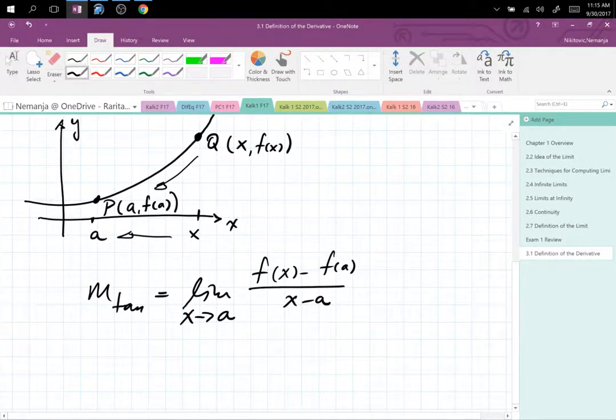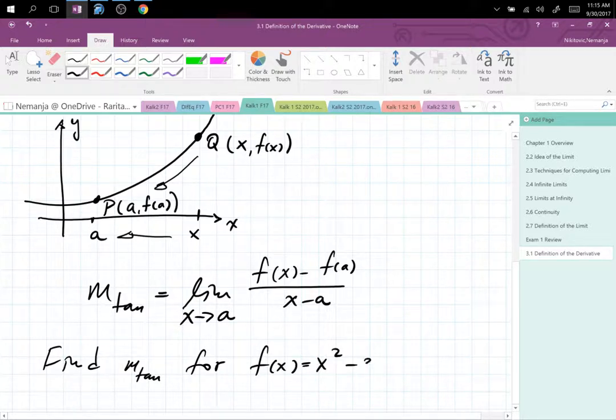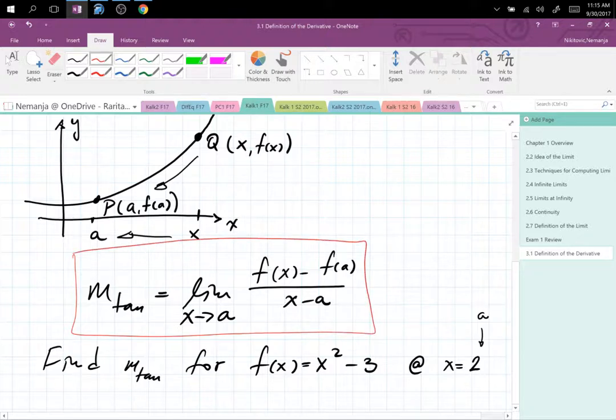If I am to ask you to find the slope of the tangent line for f of x equal, let's say, x squared minus 3 at x equals, I don't know, 2. This 2 is your a, because you're looking at x equals a. All you need to do is plug everything into your slope of the tangent line.